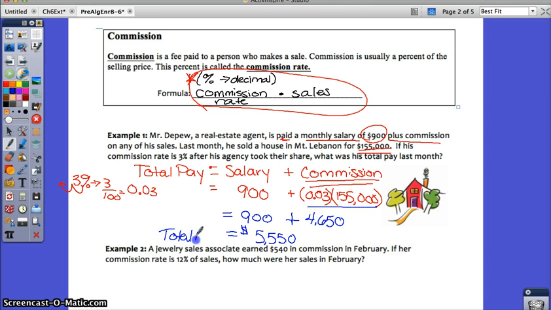I always like to label my answers, so I would circle that whole thing in. My total pay is $5,550. If I asked you only to tell me the commission, you would only tell me $4,650.